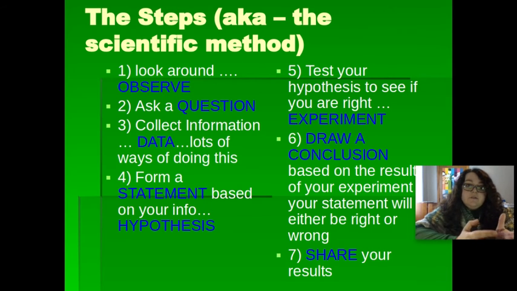So step 4 is to form a statement based on the info that you collected. And this statement is going to be your hypothesis. Most people will see this in an if-then format. Like, if this happens, then this will happen. That's the general hypothesis statement. So after you form this statement based on the information you've collected in step 3, you're going to test your hypothesis to see if what you were originally thinking was correct. So you're going to test this through an experiment.